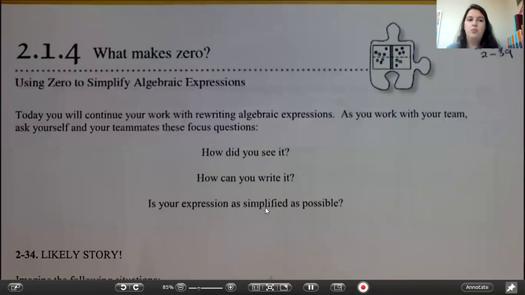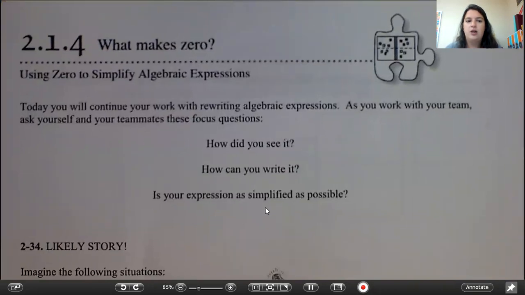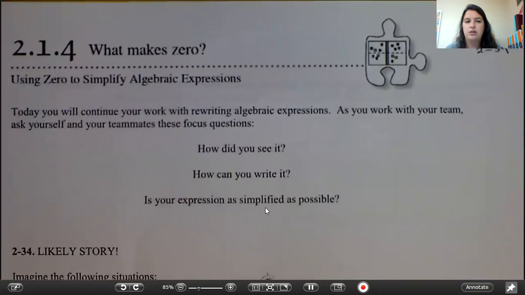Hi everyone, this is your 2.1.4 lesson. It's titled What Makes Zero? Using Zero to Simplify Algebraic Expressions. So follow along as I read your introduction.